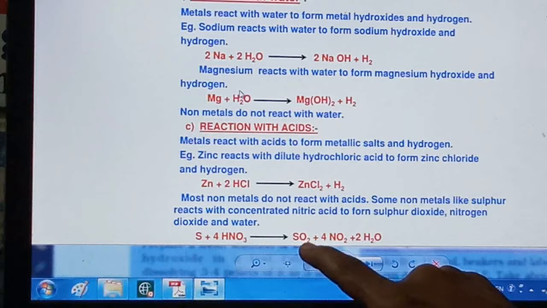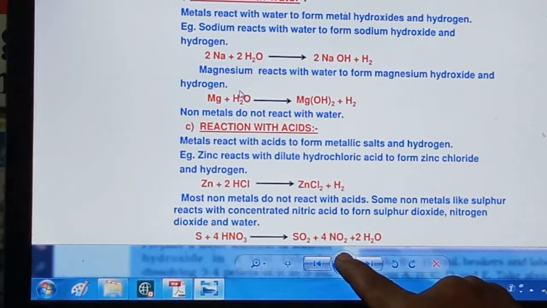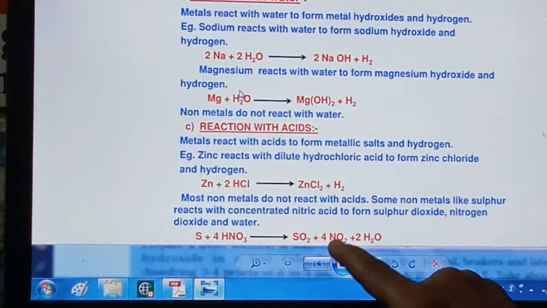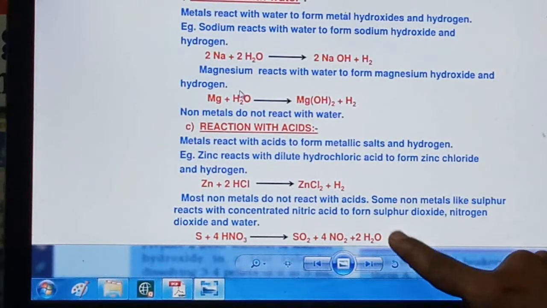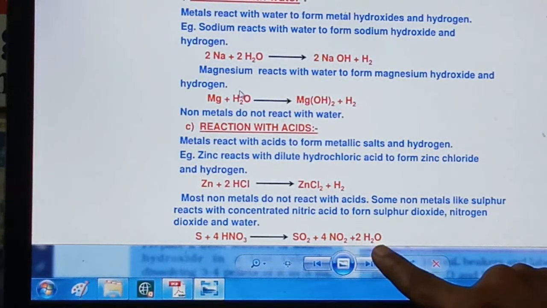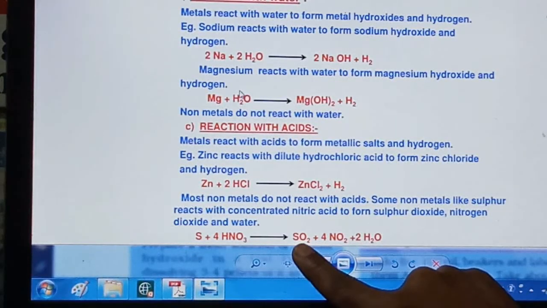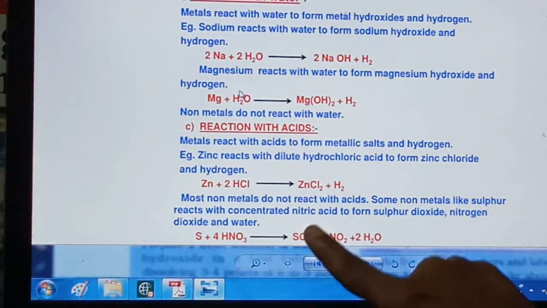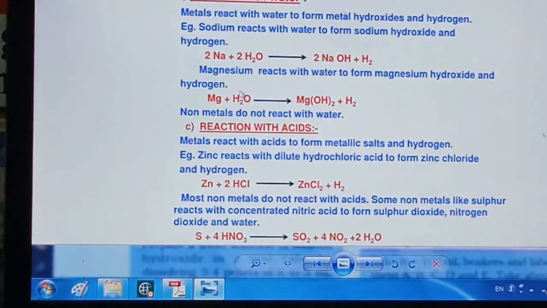O2 is there. So it is sulfur dioxide, SO2, plus NO2, that is nitrogen dioxide, plus 2 oxygen atoms. Along with the sulfur dioxide and nitrogen dioxide, water molecules are released. So 2 molecules of water, 4 molecules of nitrogen dioxide and 1 molecule of sulfur dioxide are formed whenever sulfur reacts with nitric acid, right?